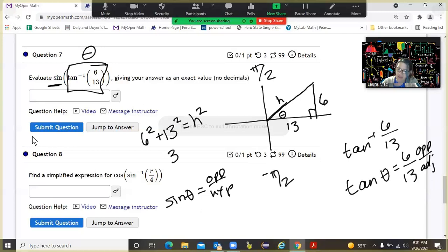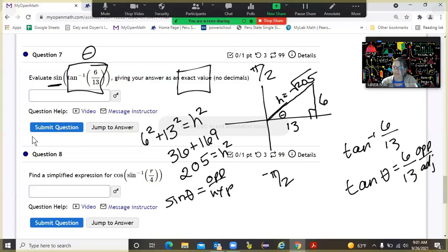So 6 times 6 is 36. That's 169. 9 and 6 is 15. Carry the 1. Looks like 205. It does say exact value. That means do not put this in your calculator. So H is going to be the square root of 205, whatever that may be.